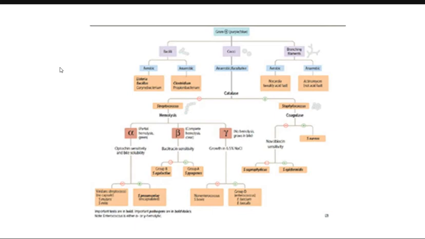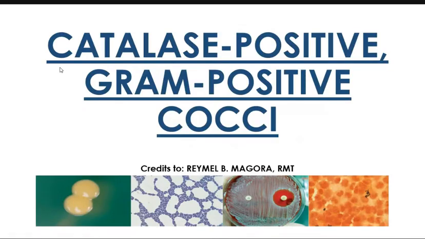So when we're talking about Staphylococcus of medical importance, these are Staphylococcus aureus, Staphylococcus saprophyticus, and epidermidis, although we have many members of Staphylococcus. Since we're talking now of the catalase-positive gram-positive cocci, I'm acknowledging Professor Raymel B. Magcora for this PowerPoint presentation.